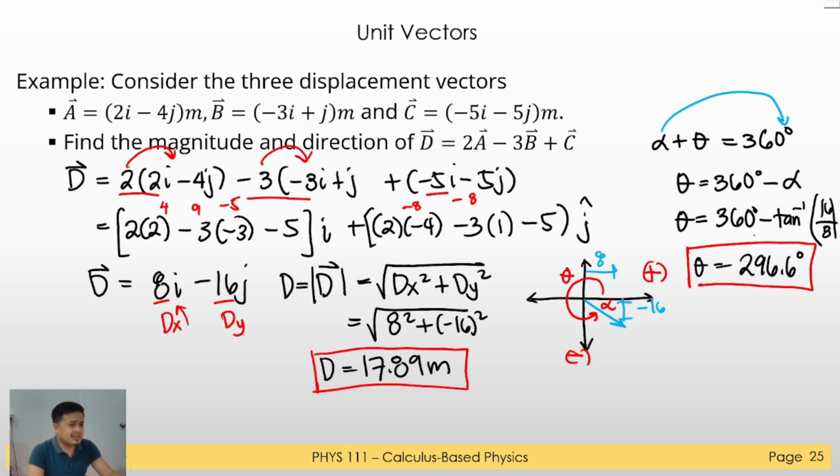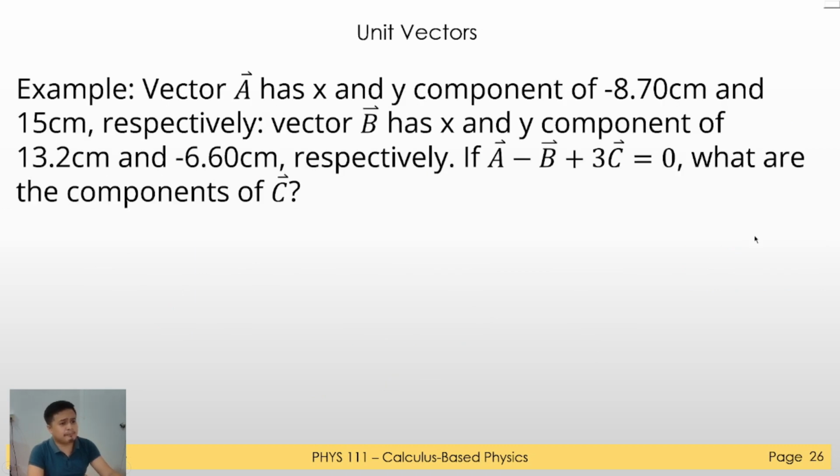Okay, so let's move on with another example. So given vector A and then vector B, we want to figure out what are the components of C. So given the components of A and B, we want to find the component of C if this is true. So how do we do that? So the first thing we should do, actually guys, we want to first solve C. So we want to manipulate the equation so that C will be equal to another expression.